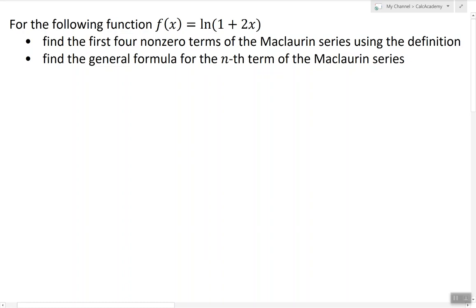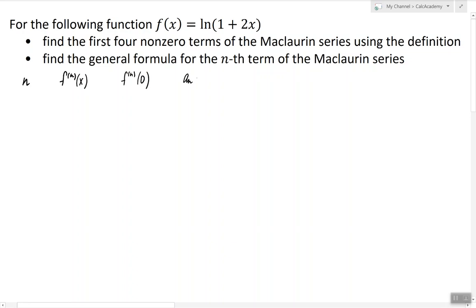In this video, I will show you how to find the Maclaurin series for a given function using the definition. And to do this task, we're going to organize our work in a table. Here we're going to list the steps. We're going to find the nth derivative. We're going to evaluate the nth derivative at 0.